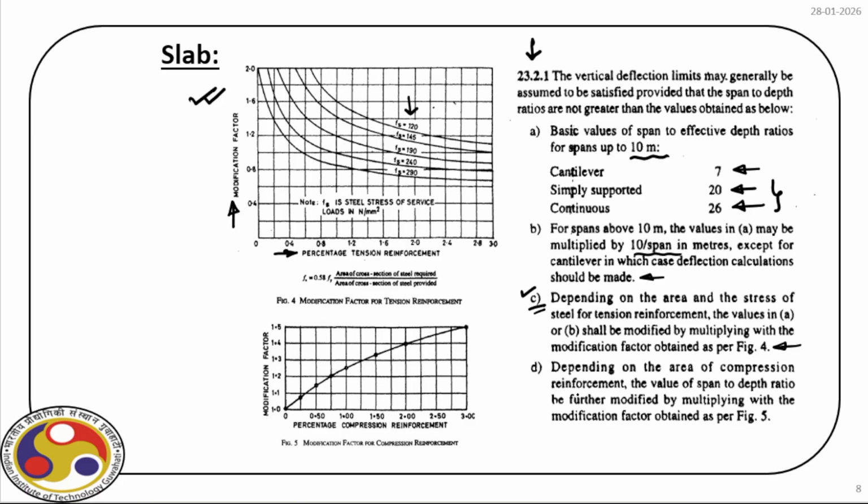Further, it says, depending on the area of compression reinforcement, the value of span to depth ratio be further modified by multiplying with the modification factor obtained as per figure 5, which is shown here. So, in case of slabs with compression reinforcement, if we have, then further we can adjust.